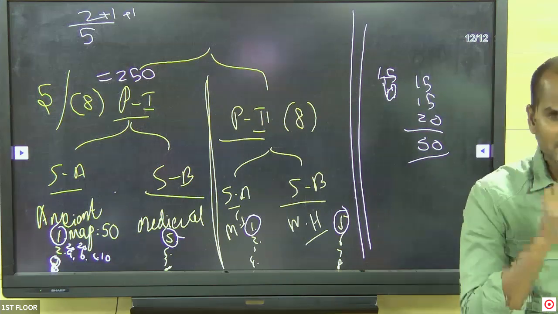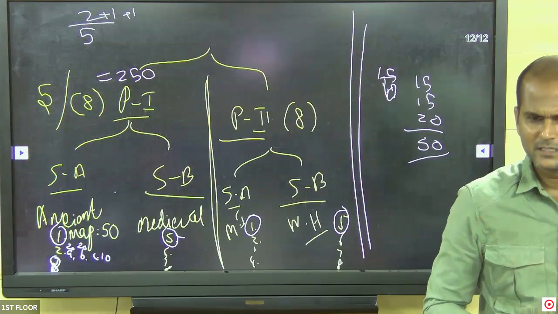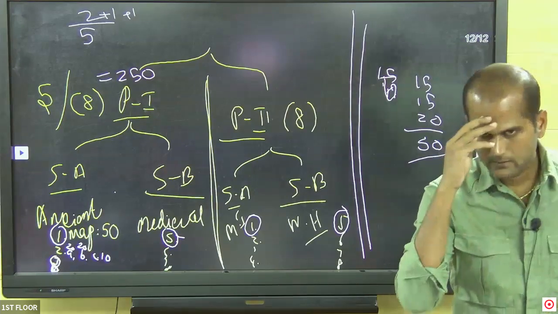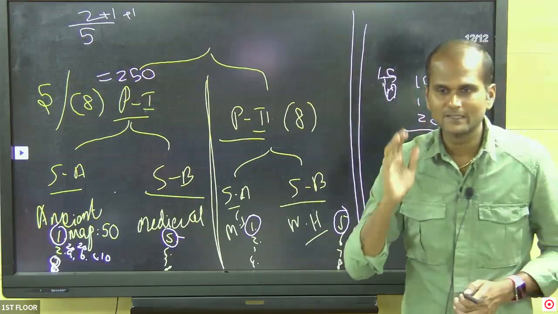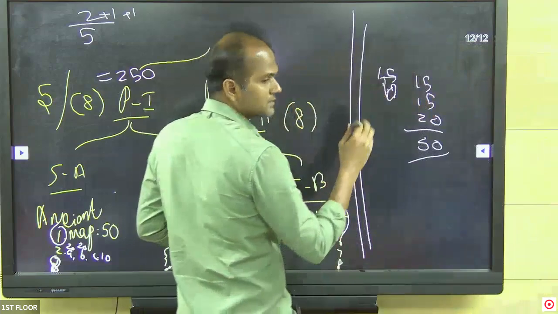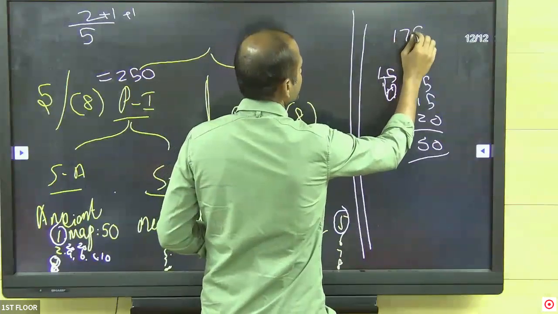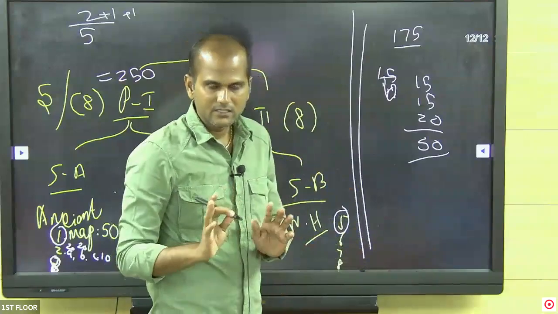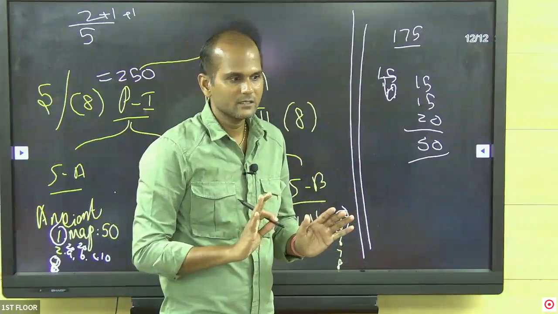What are the words? In GS itself, they would have told, right? What is the word limit for a 10 mark question? 150 words. Please learn these things by heart. This is essential: 10 mark, 150 words. But in optional, you can write up to 175. 175 is allowed. So GS is strictly 150, and here 25 words more.